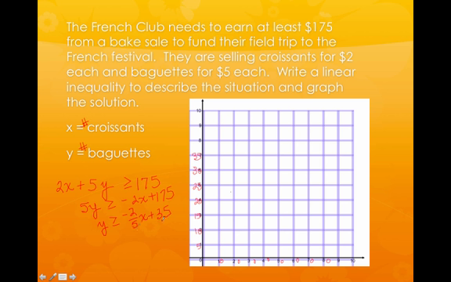I've got a y-intercept here at 35. So that means if I sold 35, oops, and I didn't label my graphs. These are going to be baguettes, and these are going to be my croissants. If I sold 35 baguettes, that would equal $175. Well, I could also sell, notice if I go back here and do the cover method, I can see that if I sell 87.5 croissants, I would also get my $175.